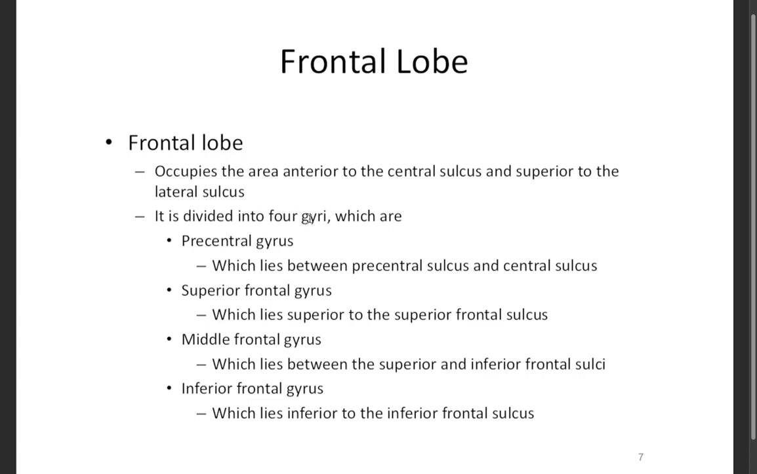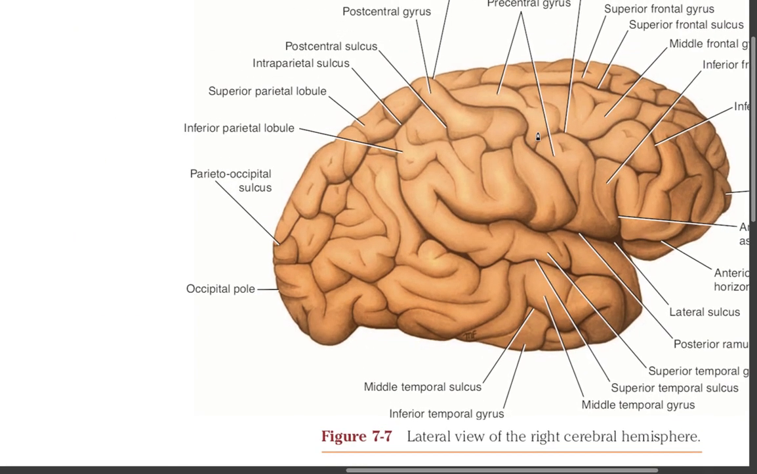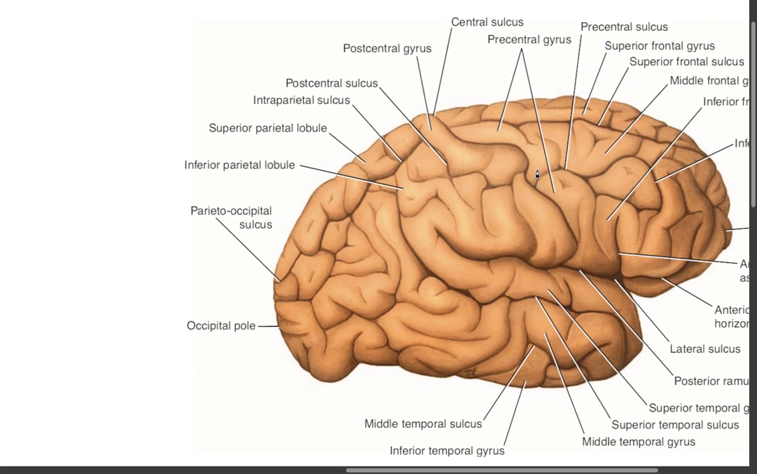It is divided into 4 gyri. Yes, we know them. It is the precentral gyrus that is anterior to the central sulcus, the superior frontal, the middle frontal, and the inferior frontal. It's very easy right now, yeah? So the precentral gyrus lies between the precentral sulcus and the central sulcus. If you just observe in here, this is the central sulcus, and this is the precentral sulcus. As we have mentioned, the precentral gyrus is located between the precentral sulcus and the central sulcus, okay?